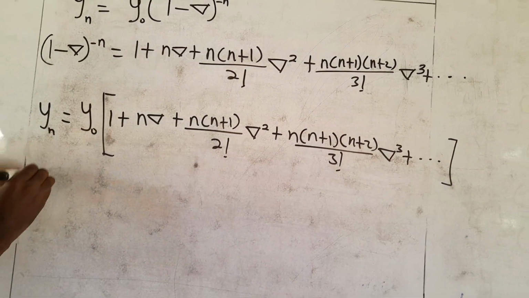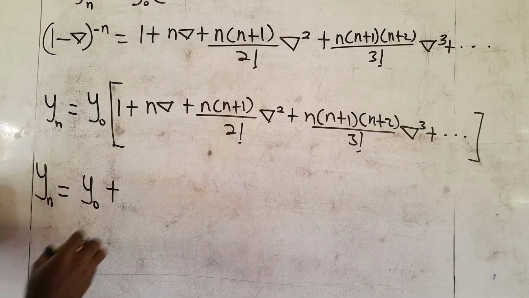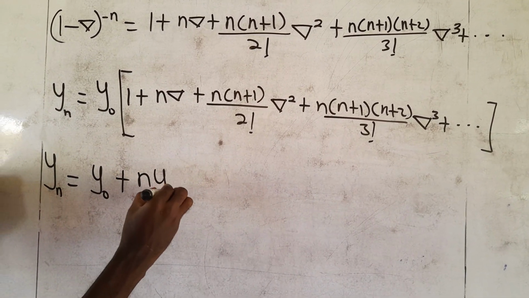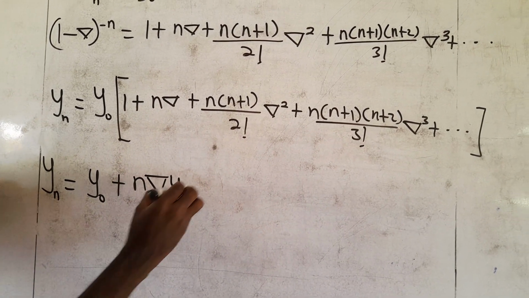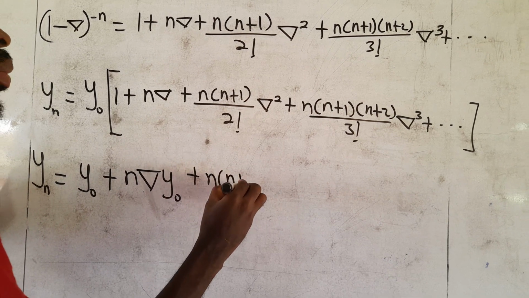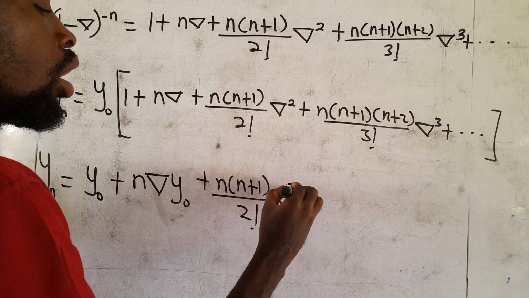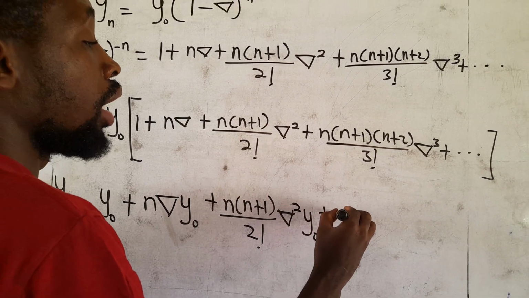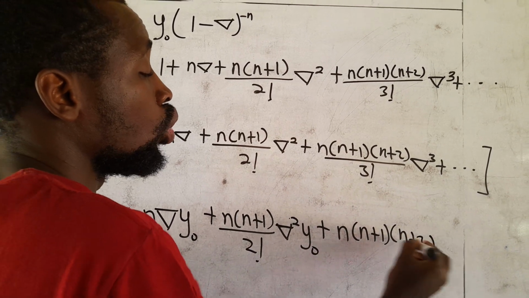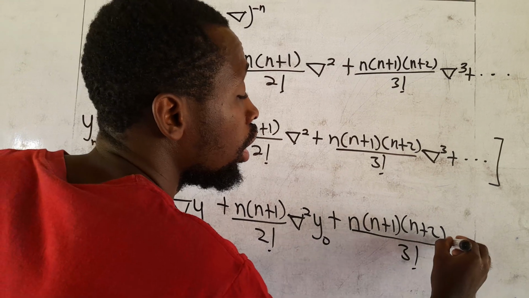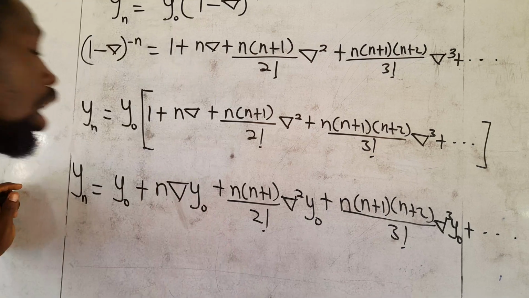So we can expand. Our yn is therefore equal to y0 plus n nabla y0, then plus n plus 1 over 2 factorial nabla square y naught, then plus n plus 1, n plus 2 over 3 factorial nabla cube y naught plus in that order. I hope you get that.